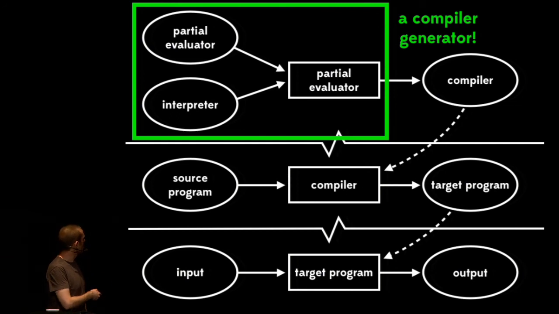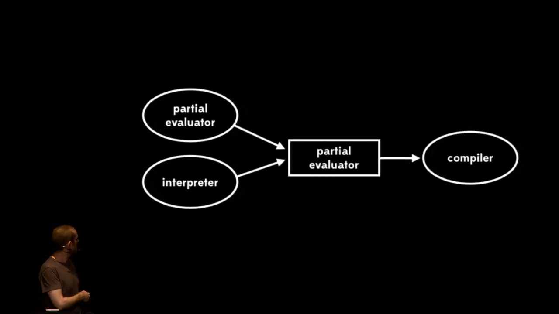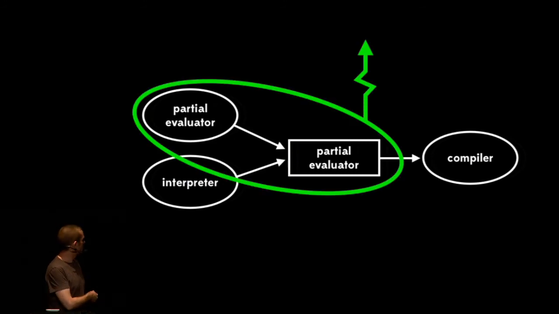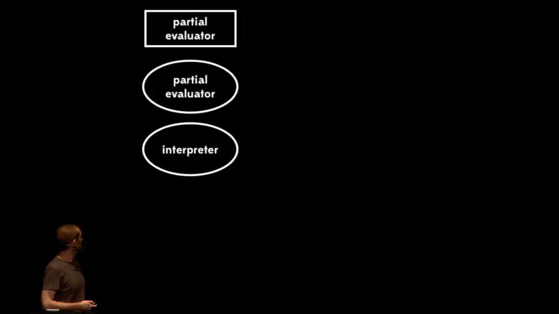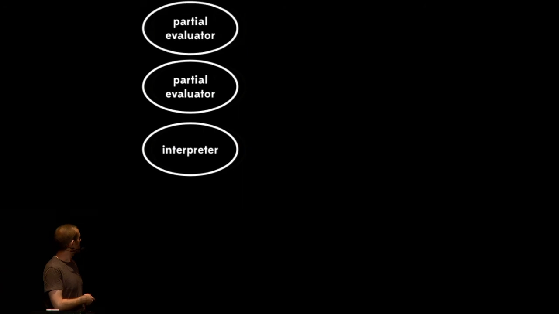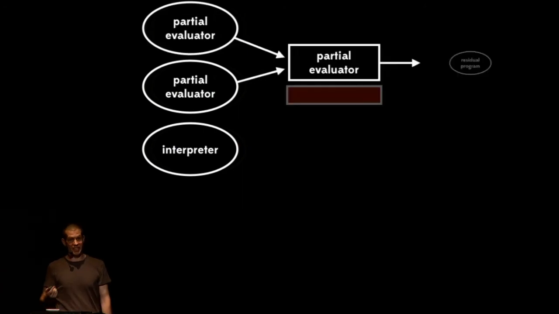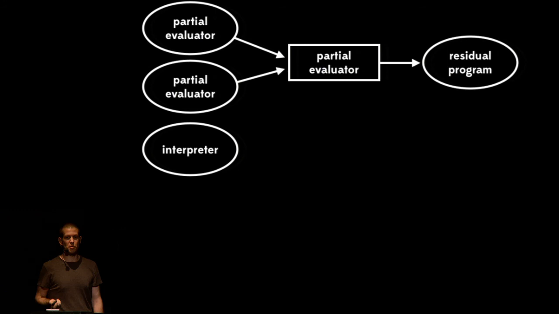But he thought about it a bit more. Specifically, he thought about what's going on at the top here. He thought, well, all we're doing is running a program with some input here. What would happen if we did some of that work earlier? So here's what happens. If you treat the partial evaluator as data, and you feed the partial evaluator and the partial evaluator into the partial evaluator, you get a residual program out.